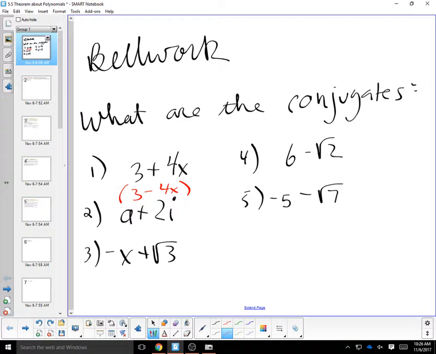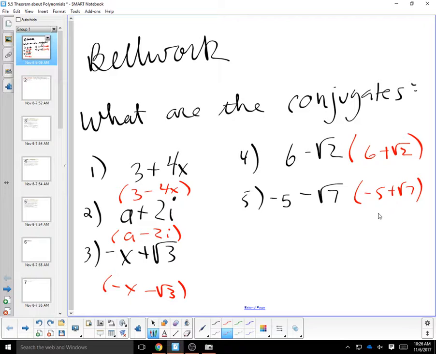The conjugate of a plus 2i would be a minus 2i. The conjugate of negative x plus radical 3 would be negative x minus radical 3. Notice I didn't change that x to a positive. That would be the opposite, but not the conjugate. What's the conjugate of 6 minus radical 2? 6 plus radical 2. And finally, negative 5 plus radical 2. Absolutely.